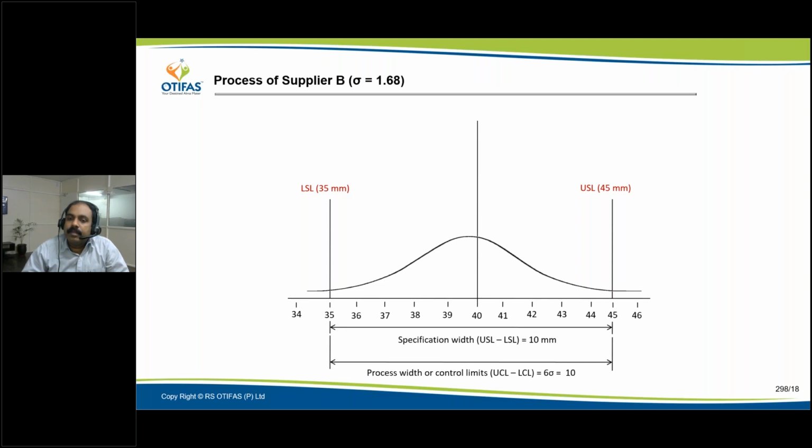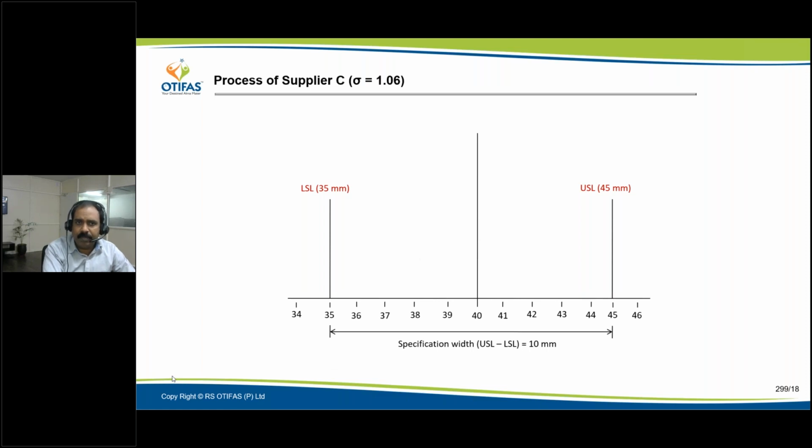Maybe, sir. This is just capable, but we will not prefer this. Why? A small deviation, a left or right shift, will lead to rejections. Understand? A small shift in the process, and a process has to shift naturally. You cannot always have the process in the center. When in actual conditions the process shifts either left or right, it will produce defects, isn't it? So this is just capable.